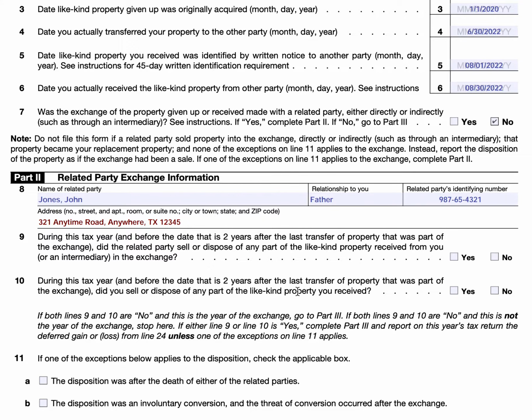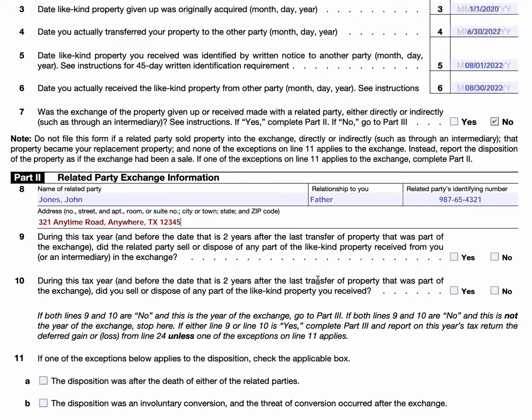So there are two key questions. During the tax year and then before the date that's 2 years after the last transfer of property, did the related party sell or dispose of any part of the property that you transferred to them? And then line 10 is, during this tax year, did you sell or dispose of any part of the like-kind property that you received as part of the transaction? So basically it's saying as long as both parties hold on to the property for at least 2 years after the final transfer, then you can go to Part 3.